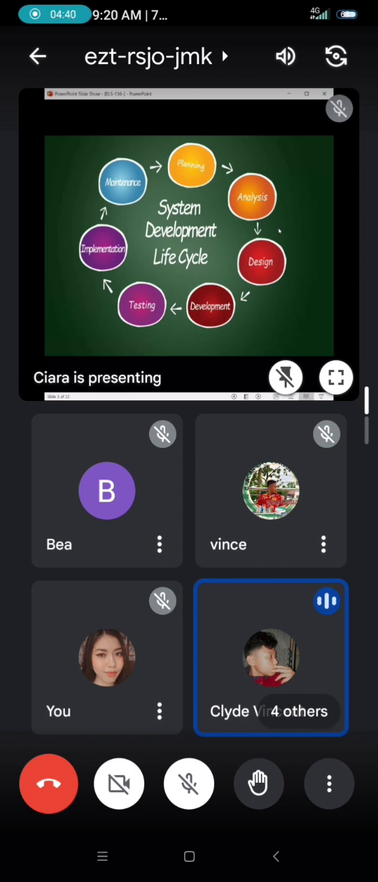The fourth one is the development stage. The development stage is the part where developers actually write code and build the application according to the earlier design documents and outlined specifications.